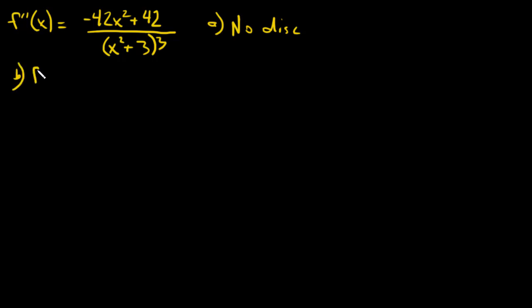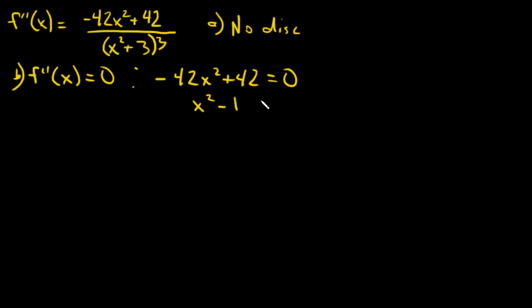But for part B, f double prime of x equals 0, well, that implies that the top is equal to 0, so negative 42x squared plus 42 equals 0. Not too bad. I'm going to divide every term by negative 42. I'll get x squared minus 1 equals 0. So x is going to equal plus or minus 1. Those are going to be my inflection points. So I now have something to look for when I'm looking for my f double prime chart. I'm going to have 2 locations.